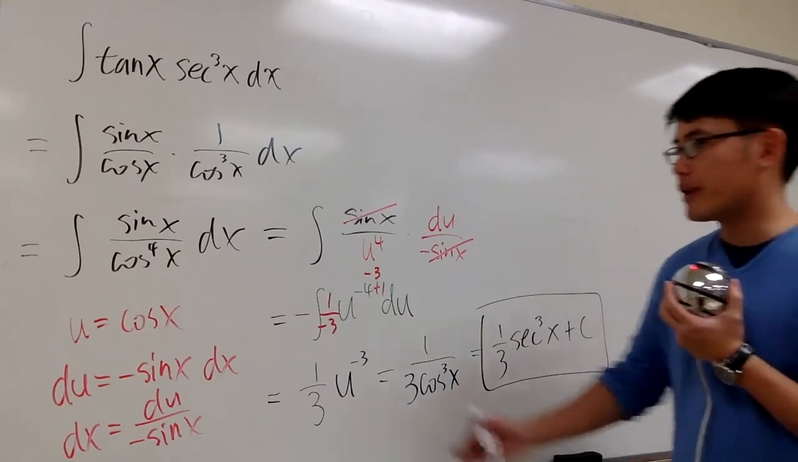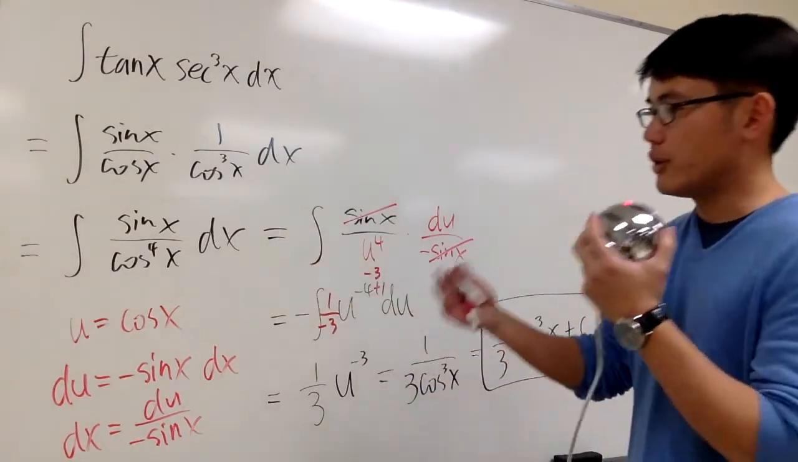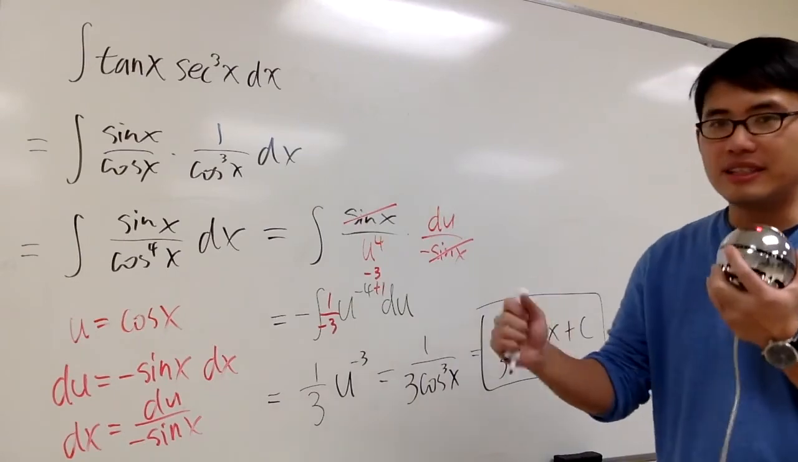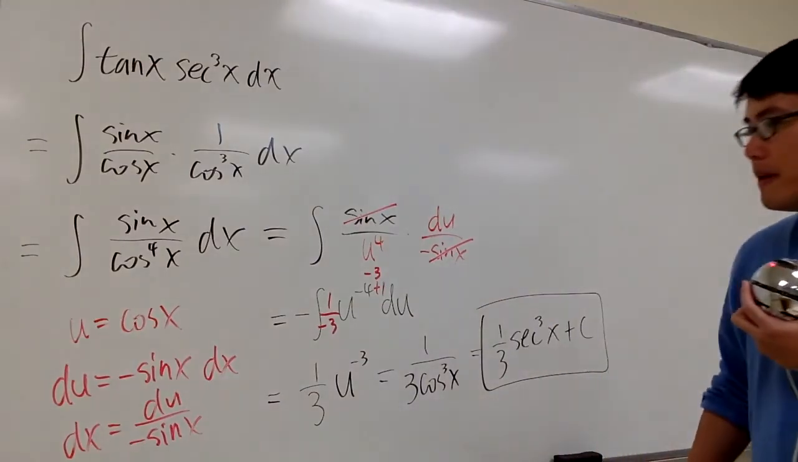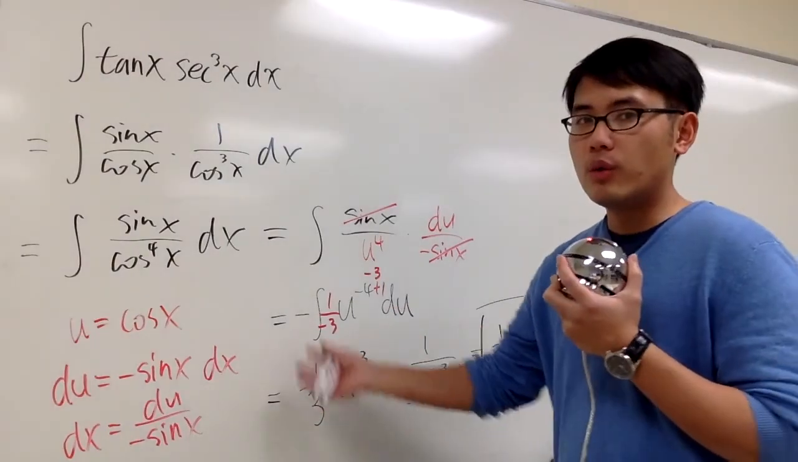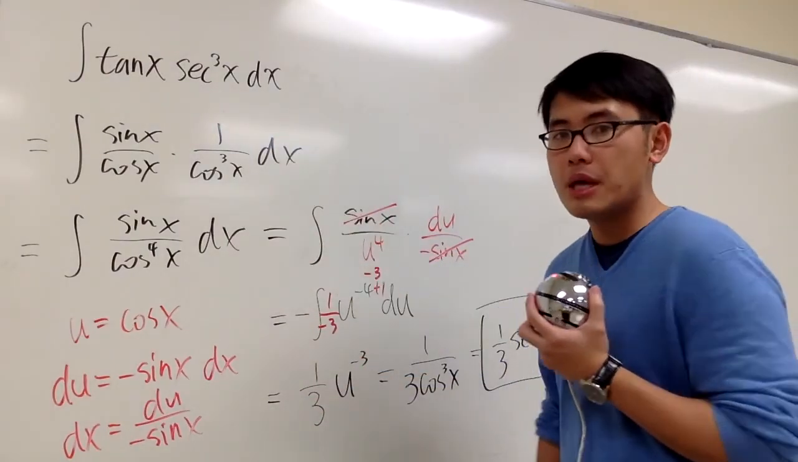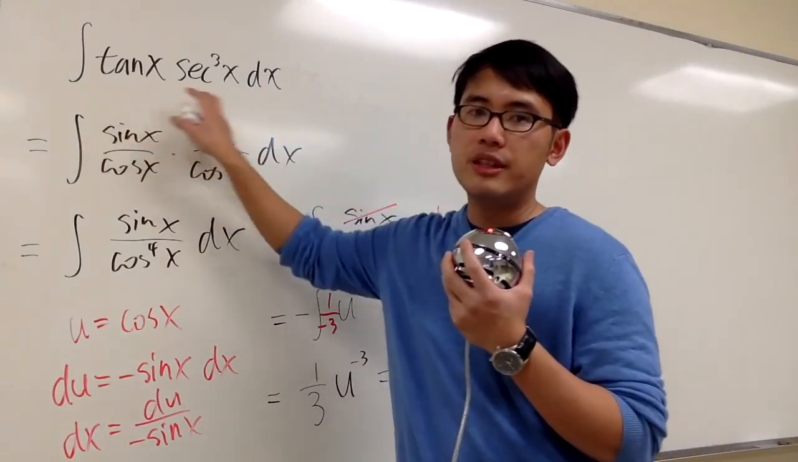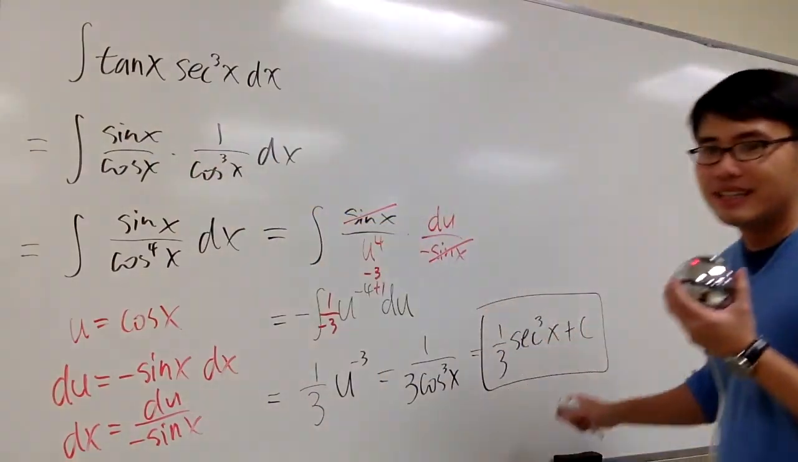And perhaps this one right here is more natural, it flows better because you don't need to take out another secant and things like that. It may work better once in a while when you change everything in terms of sine and cosine. But sometimes you should also know how to handle things in terms of just tangent and secant. Anyways, this is the answer.